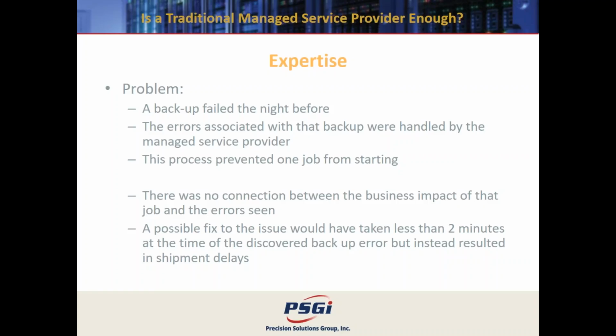So if the MSP had the knowledge that the application may be impacted when the backup process failed, the problem could have been resolved, probably in just a few minutes. Instead, the shipping was delayed for a full 6 hours. No product out the door for 6 hours. Our point is that an integrated MSP would have known the relationship between the stalled backup process and the application document process.